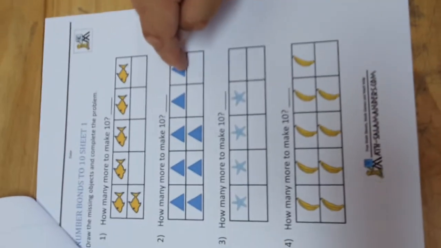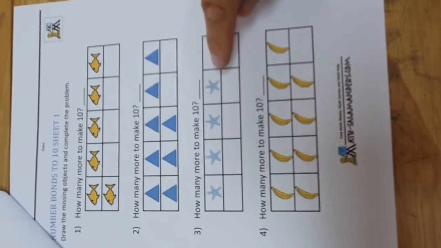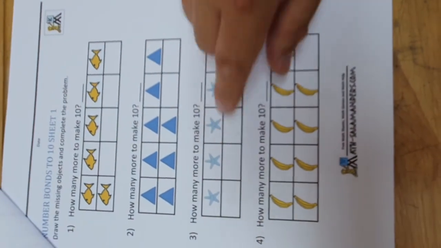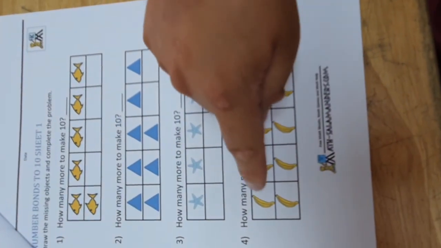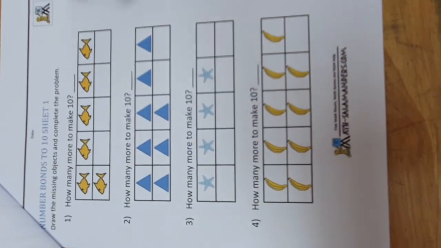And this is the same. You count how many. Part number 1, triangles. Part number 2, how many? Part number 1, sea stars. Part number 2, how many? Part number 1, bananas. Part number 2, okay? It's easy.